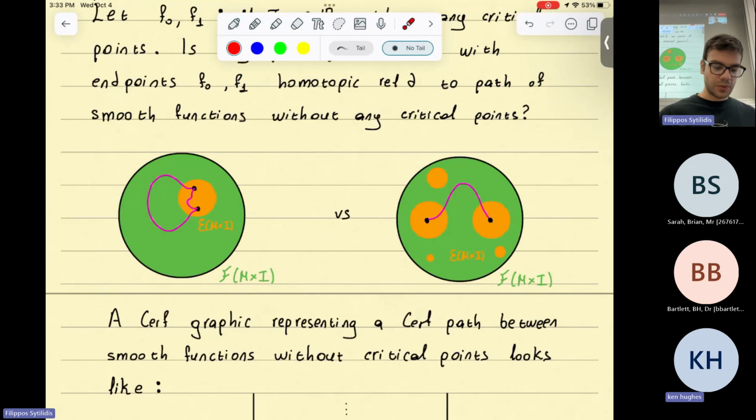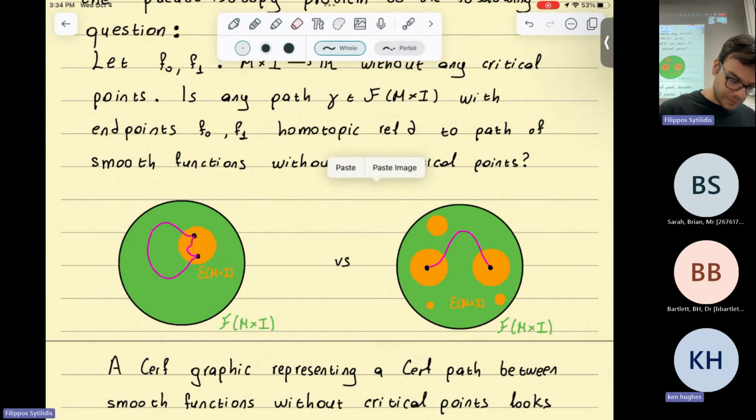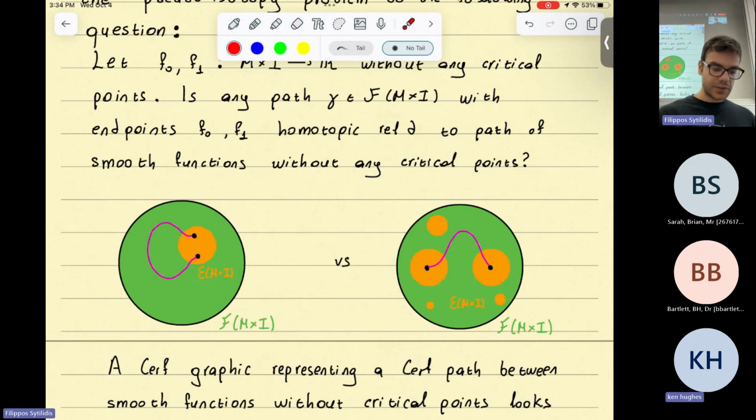Okay, so this is what we want to prove. We want to prove that if you give me two functions without critical points, the question is, can I always find a path between them that is a path of smooth functions without critical points? And that's the equivalent question as to if you give me any path of smooth functions between them, can I homotope it relative endpoints to a path without critical points?